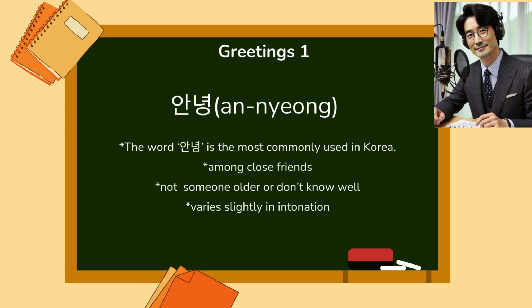For instance, if I'm in a good mood, the tone of saying 안녕 becomes slightly higher, like this. 안녕. On the other hand, in situations where the other person is not in a good mood, the tone is not raised, but is spoken in a lower pitch. 안녕. Usually when greeting teenagers or children, it is spoken in a higher tone, like this. 안녕.